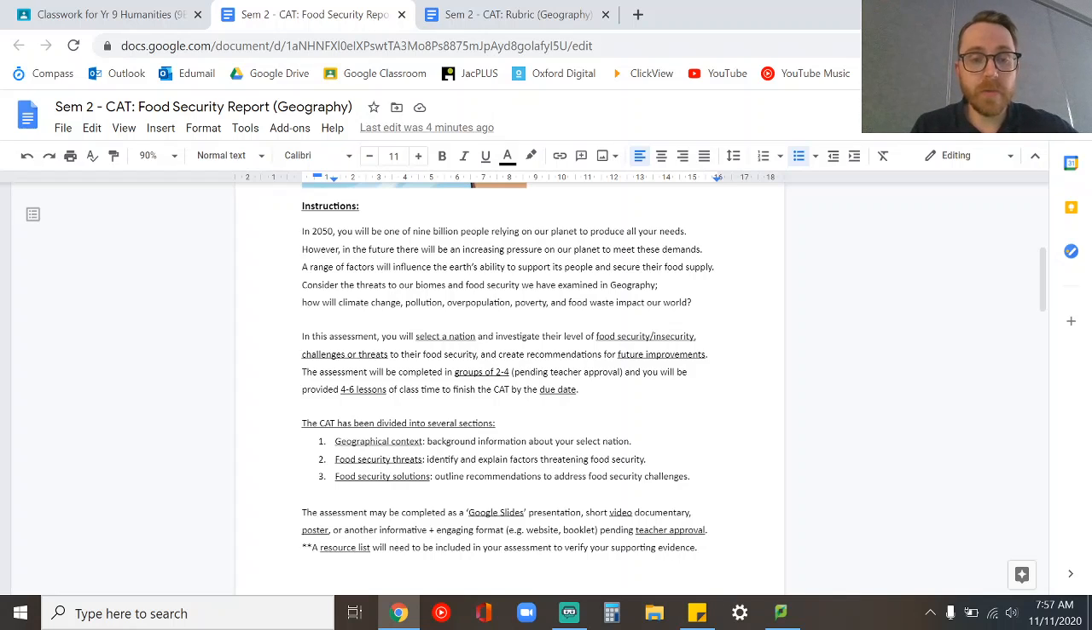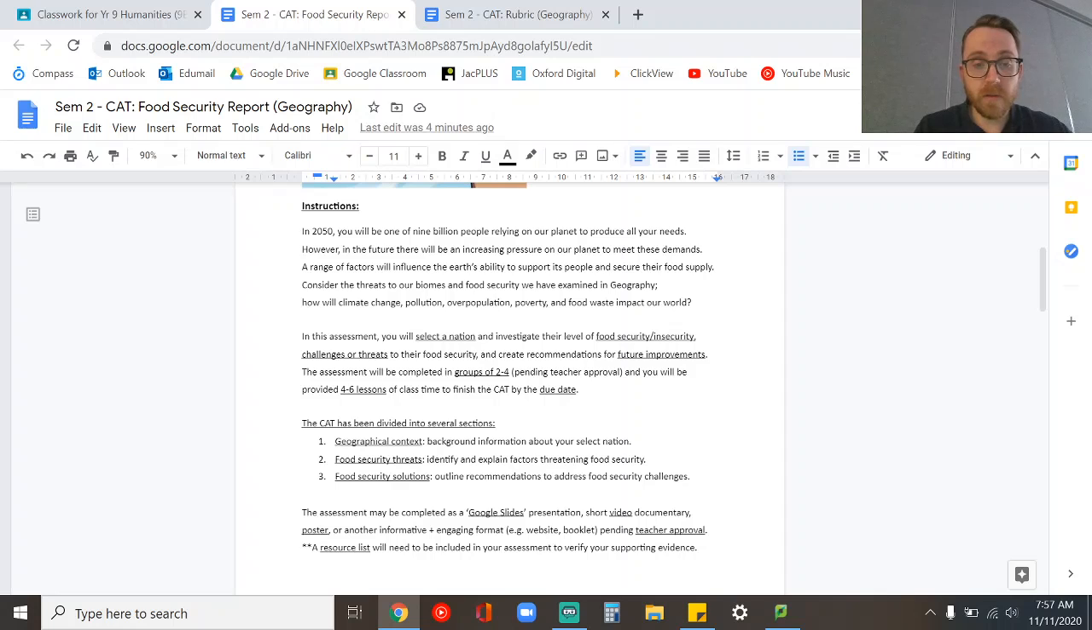In this assessment, you will select a nation. You will be working in groups, so there will definitely be enough countries to go around. If you need to double up with another group, I'm not necessarily going to outlaw that. It's not illegal. However, I don't want to be grading 10 Australia food security CATs. So you will need to let me know, pending teacher approval, 1, who your group is, so I know that you work effectively together, and 2, what your topic is.